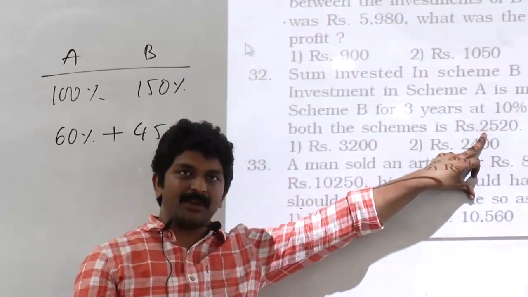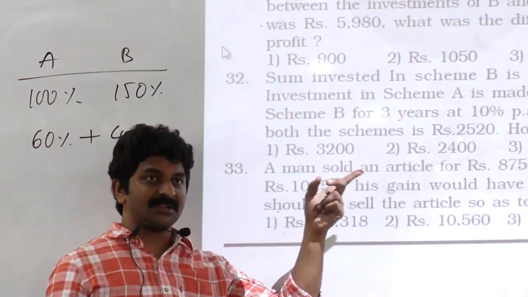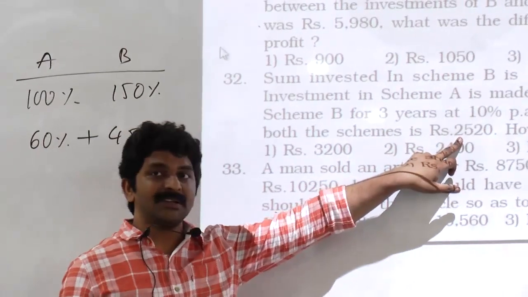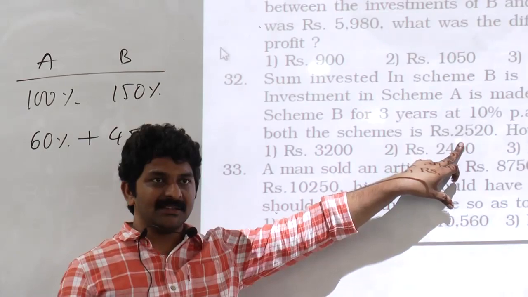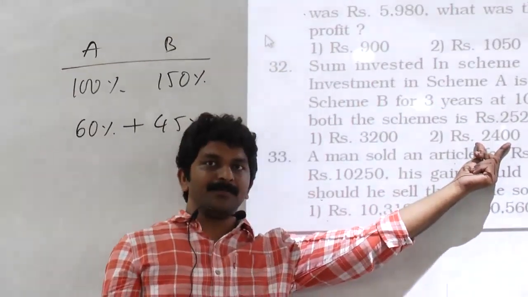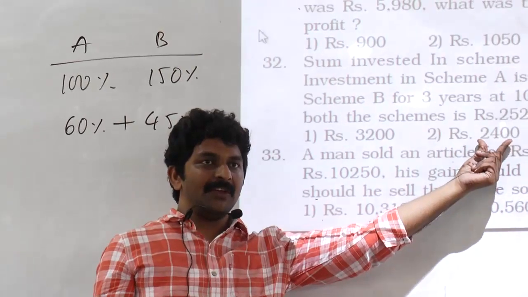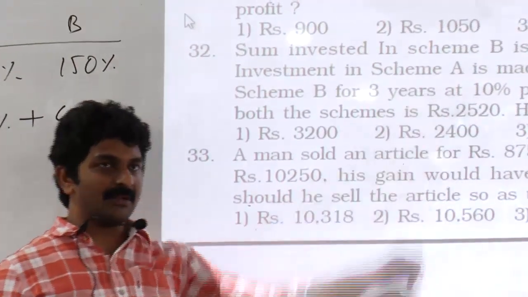Try to get the answer from the options. 105% is 2,520. 100% should be less than this. This cannot be your answer. 10% of this is 240. 5% is 120. If you add 120 to this, will you get 2,520? Hence 2,400 is the right answer.